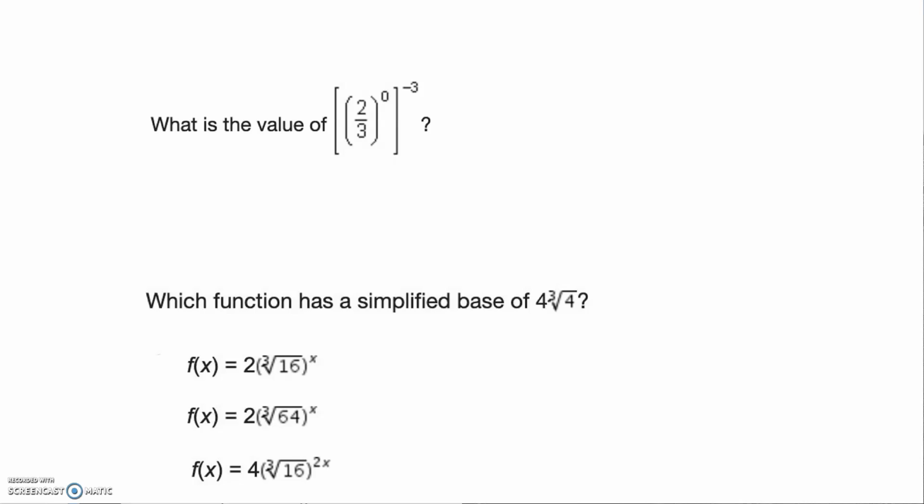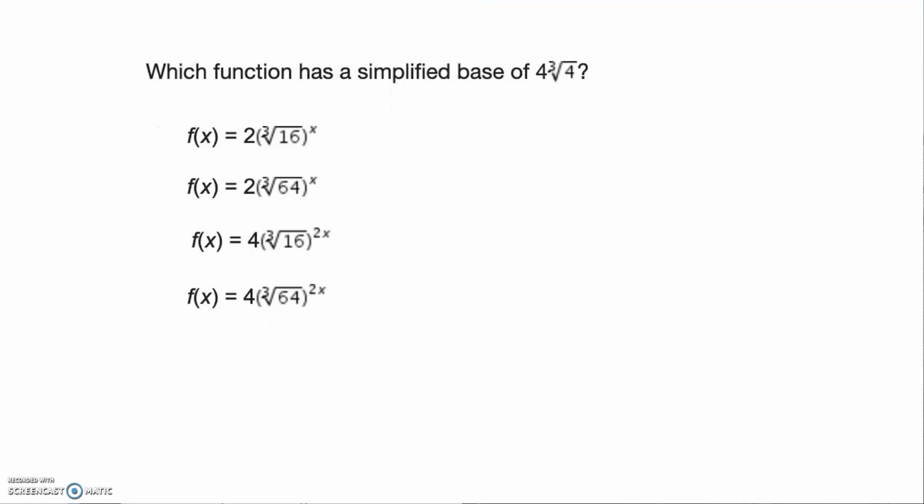What if we have a fraction taken to an exponent, taken to another exponent? This looks a little complicated, but because of our power to the power rule, we know 0 times negative 3 is equal to 0. So that would give us 2/3 to the 0 power, and anything to the 0 power is just 1.